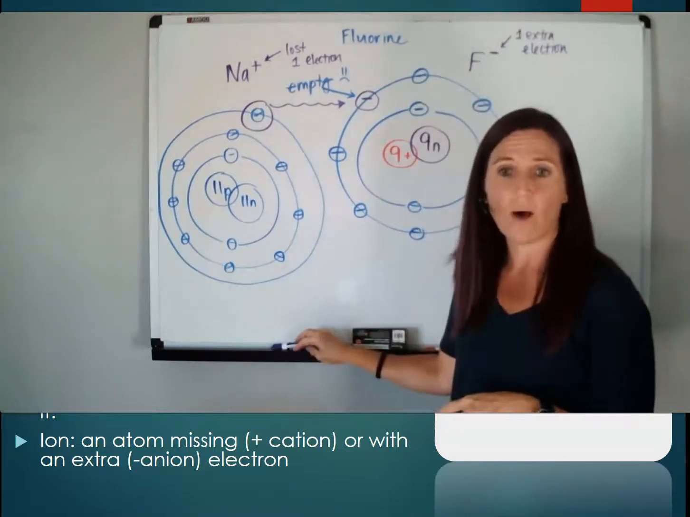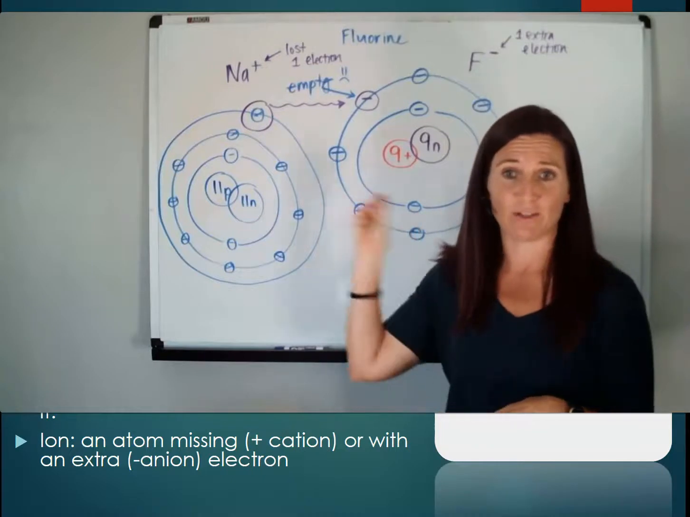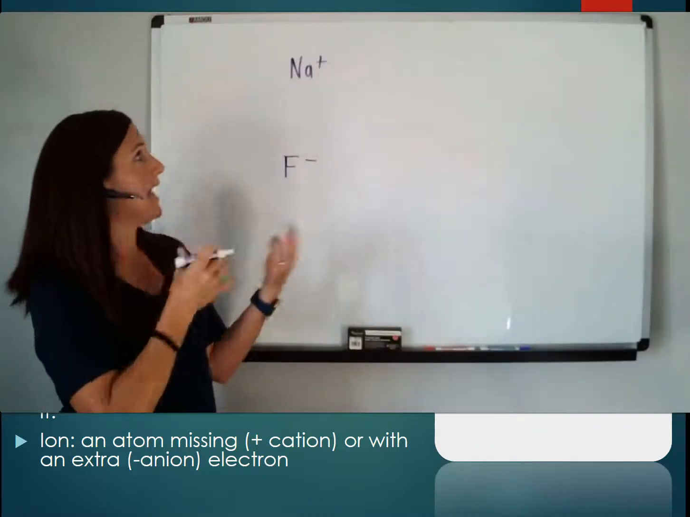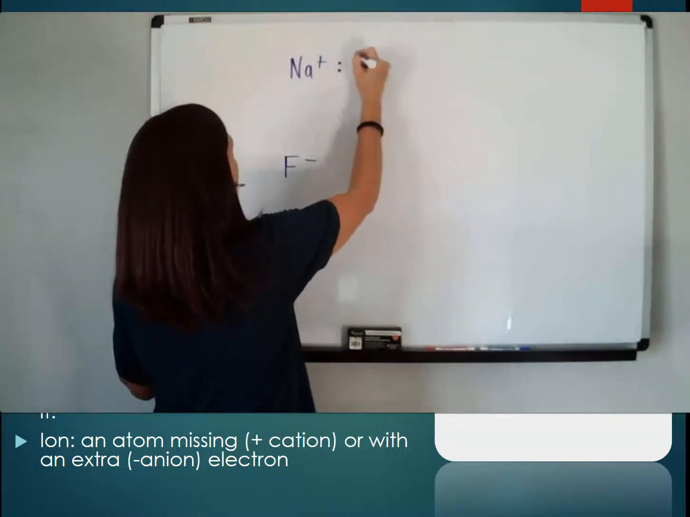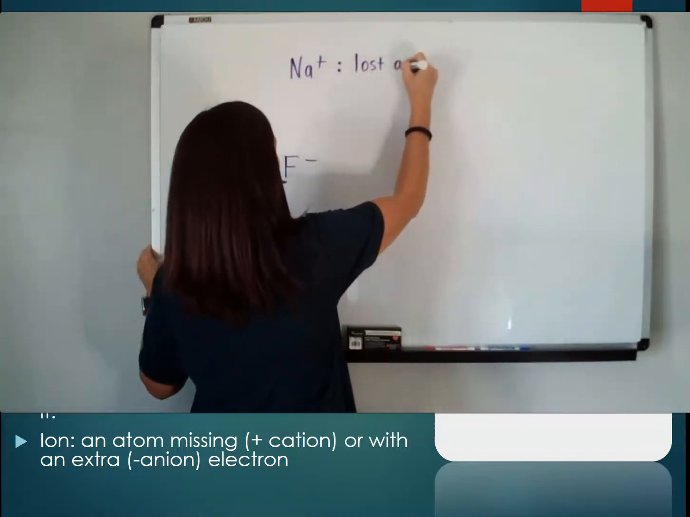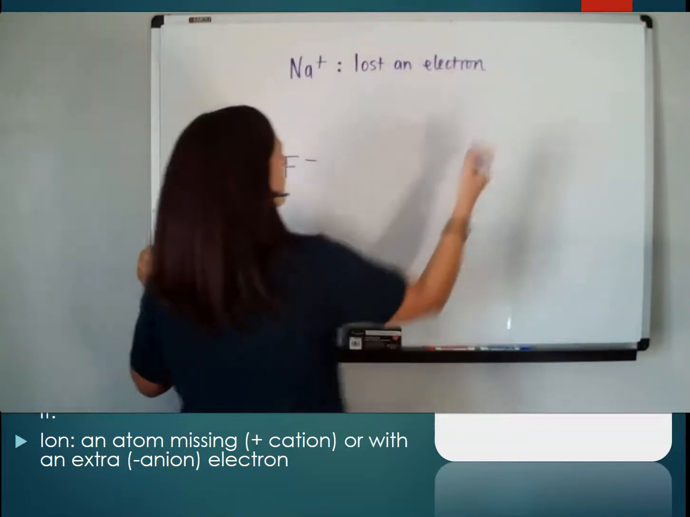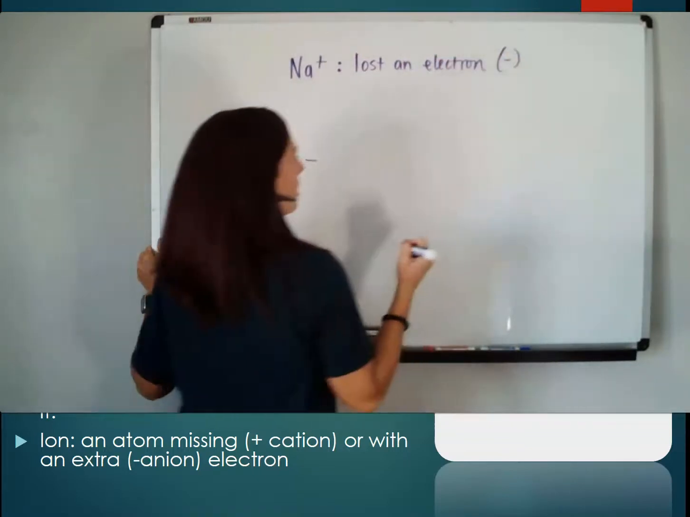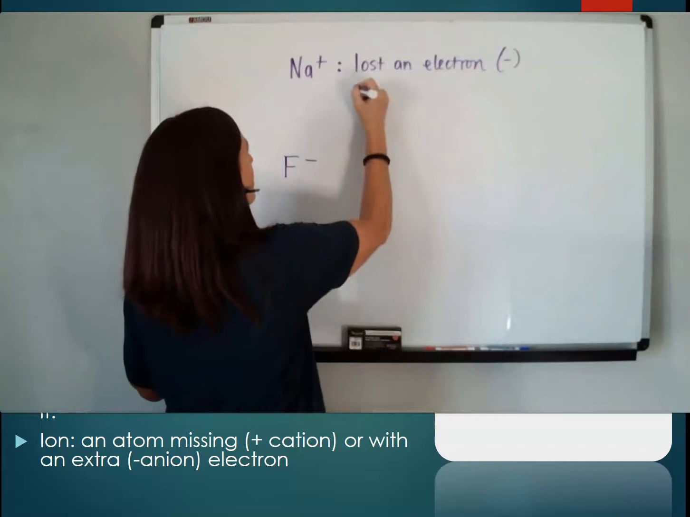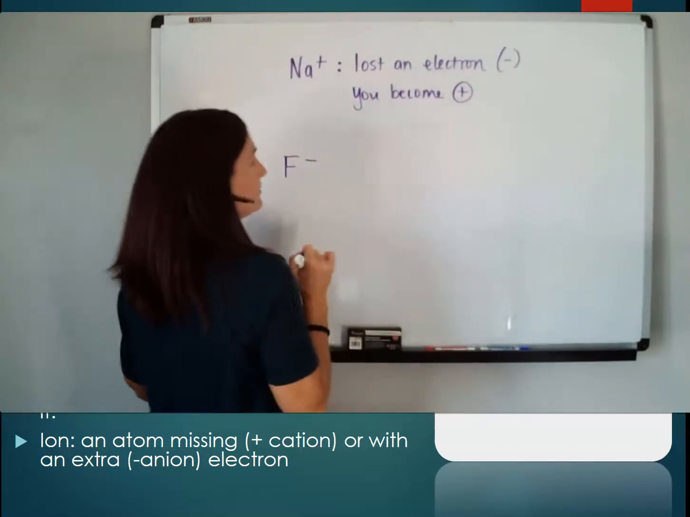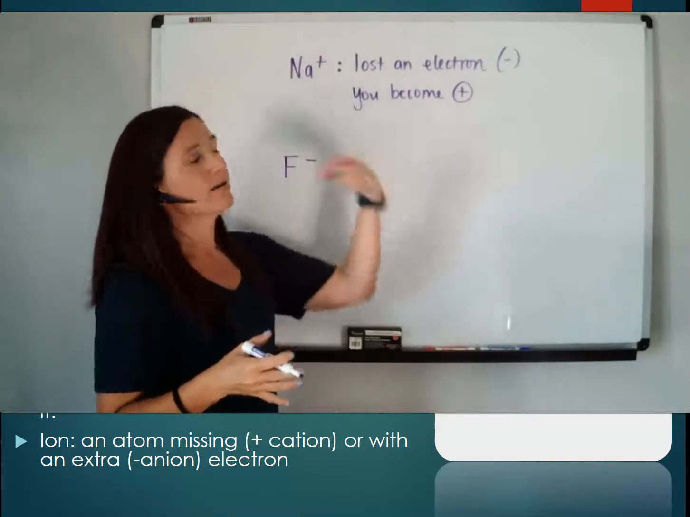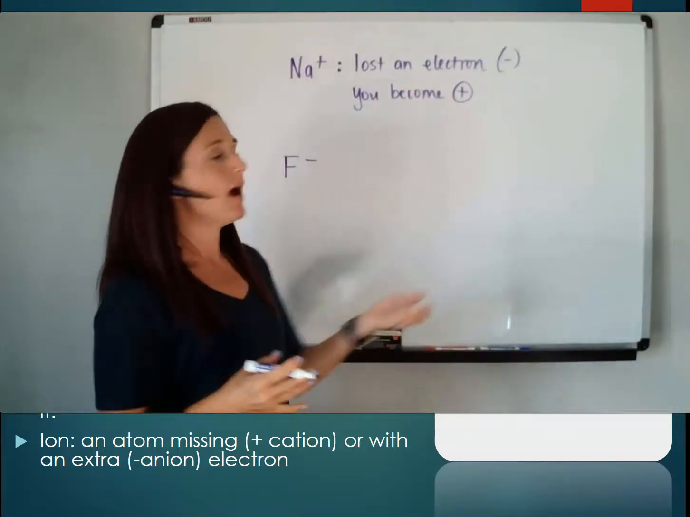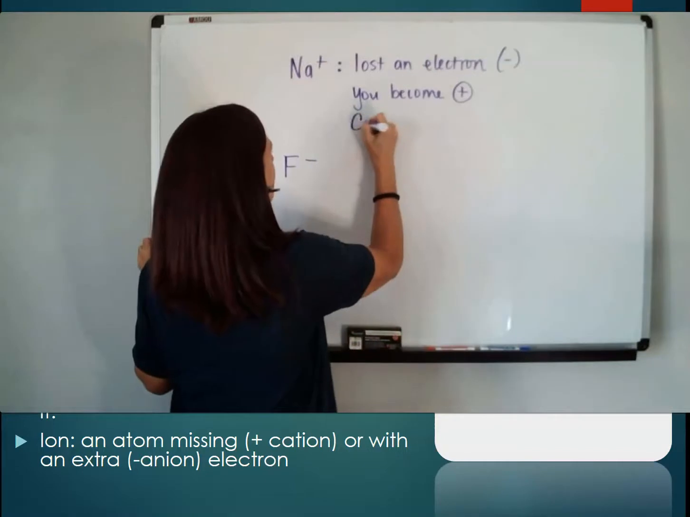And so I'm going to add 1 more piece to this, but first I'm going to erase this. So we're now comparing Na plus and F minus. So Na plus has lost an electron. Remember that electrons are negative in charge, so when you lose an electron, you become positive. And the term for an atom that has lost an electron and become positive is called a cation.